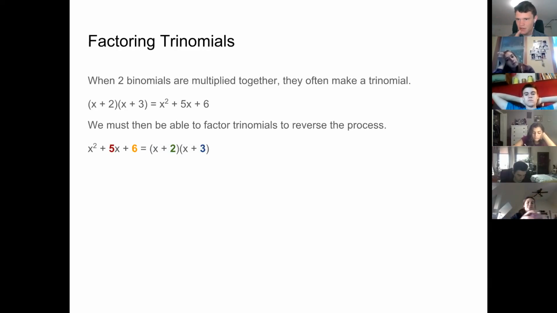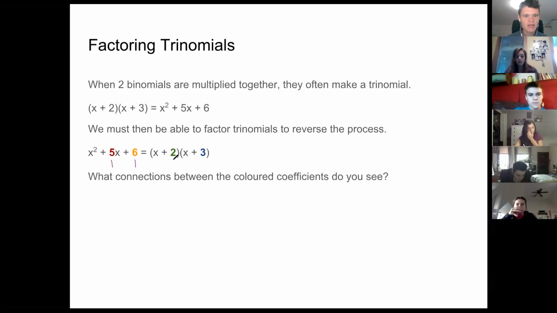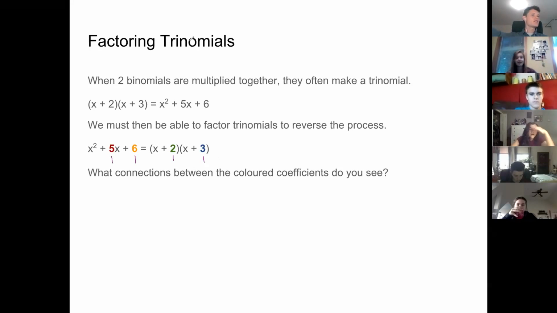But I'm starting to color coordinate things. You see that? What connections between the colored coefficients do you see? In other words, what connection do you see between this 5 and this 6, this 2 and this 3? That's what I want you to think about. Can anyone tell me, do you notice any connections between any of those numbers?